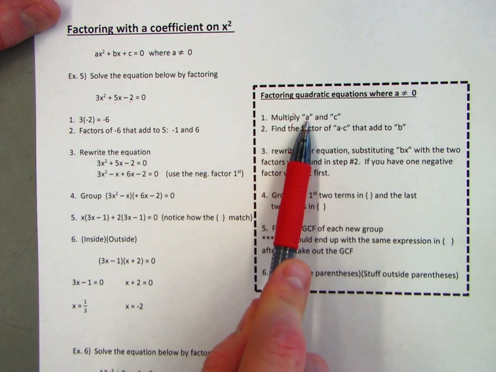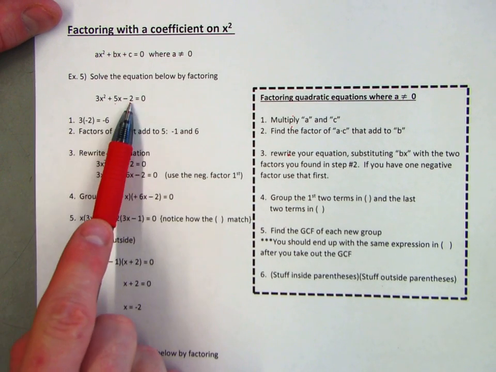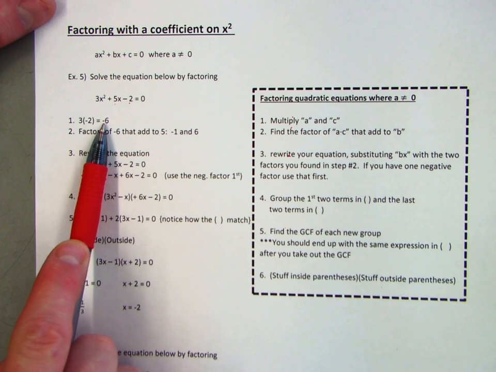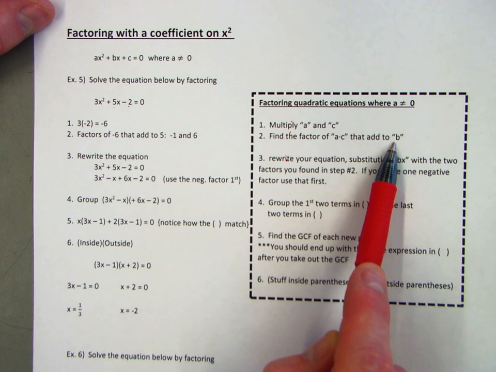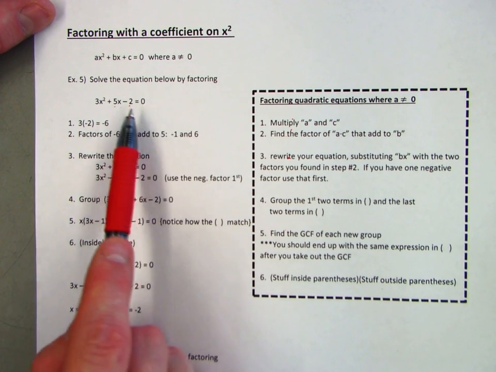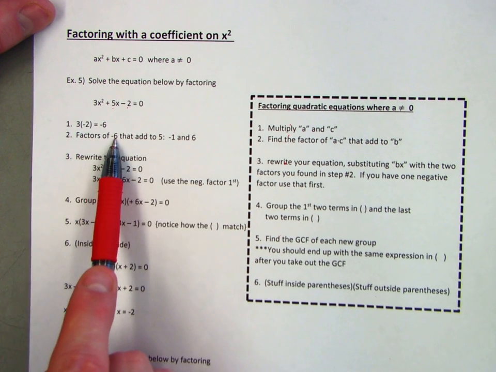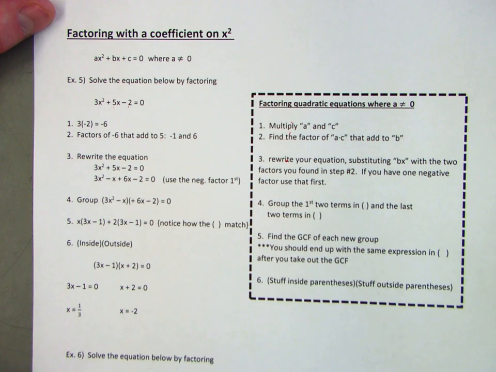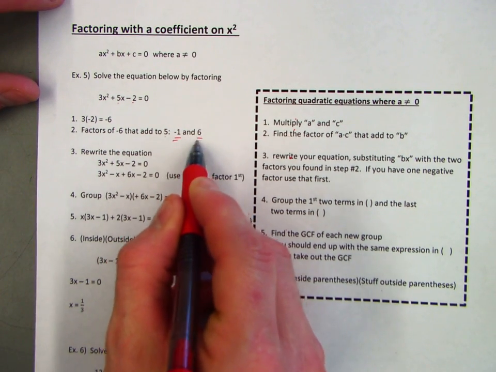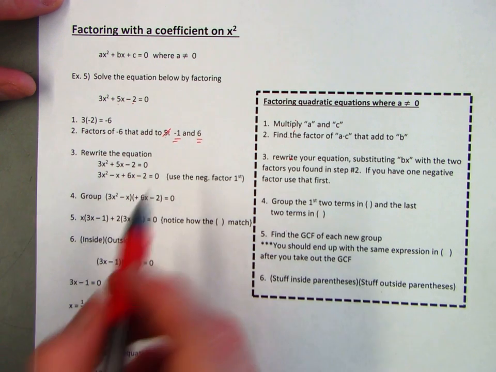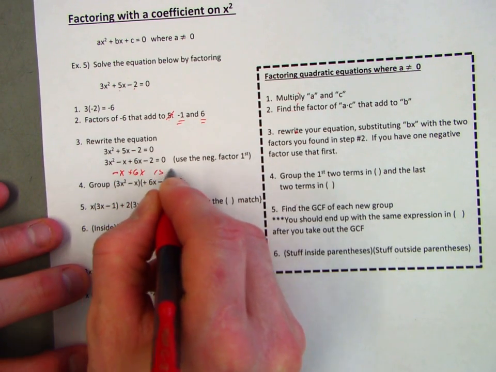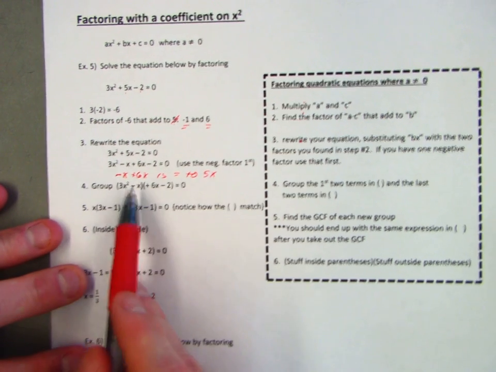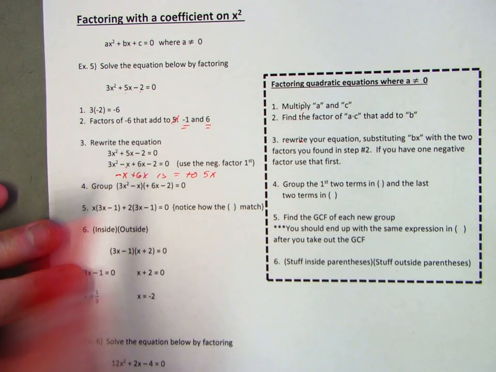All right. So the first thing you're going to do, multiply the a value and the c value. So in this case, 3 times negative 2, you get negative 6. Okay. Then look at the factors of that product that add to the middle term, b. So factors of negative 6 that add to 5. B value is 5. So the factors of negative 6 that add to 5, negative 1 and 6. These numbers are going to replace the 5. So we're going to rewrite the equation. The plus 5x becomes minus x plus 6x. So all we did is we broke that 5x into two separate terms.